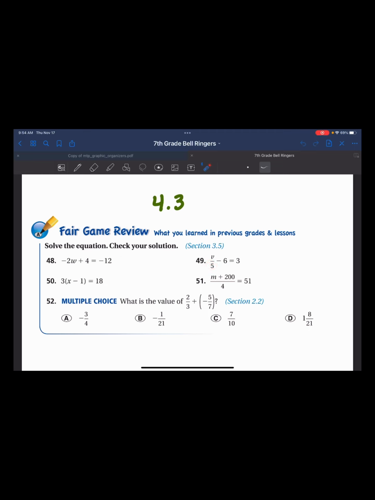On number 50, you're going to have to distribute, then you'll have to get your x by itself. And on number 51, you're going to have to get rid of the divide by 4 before getting rid of the plus 200. Now down on 52, it says, what is the value of this plus this? Signs are different, so we subtract. You're going to need common denominators and then simply subtract it, keeping the sign of the bigger number.